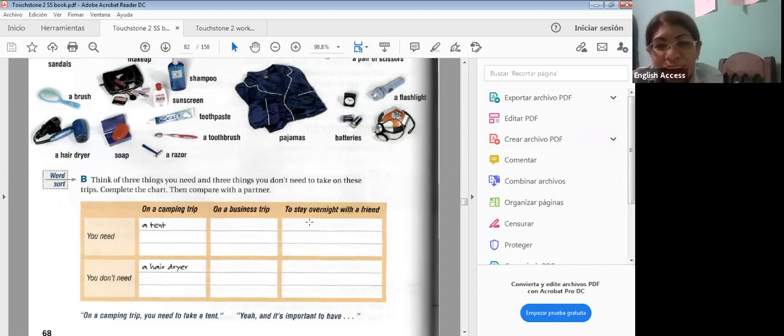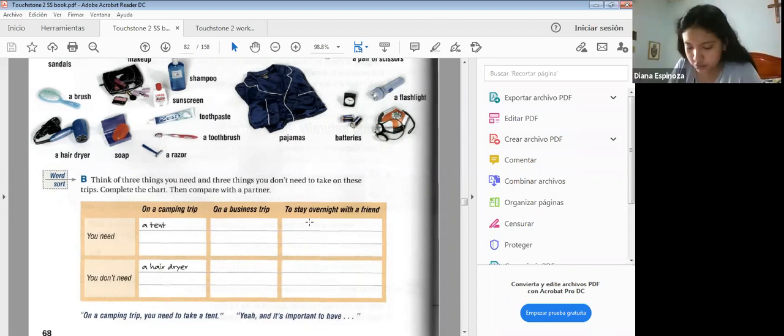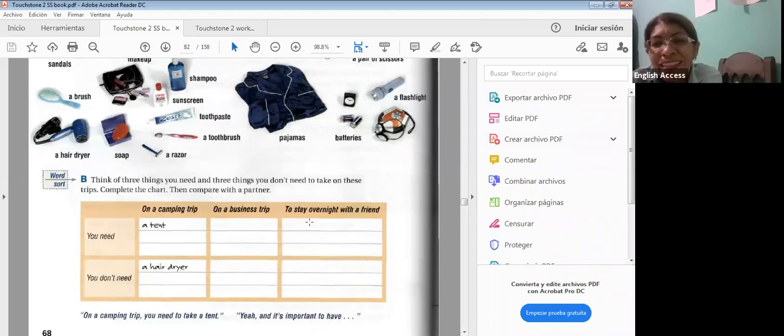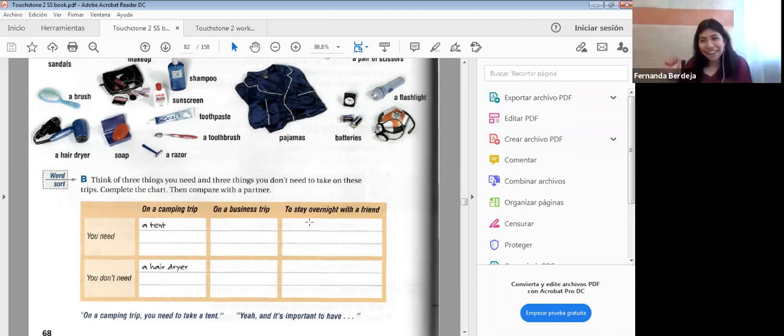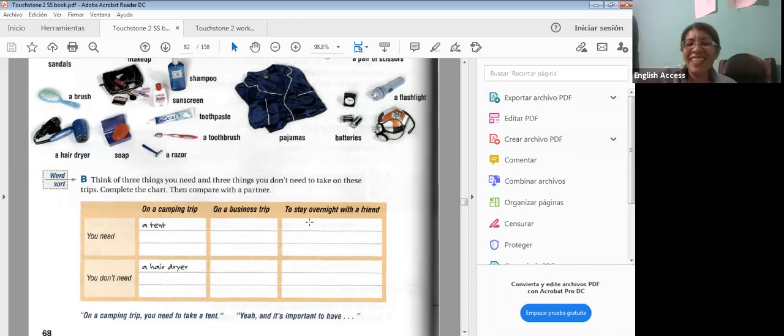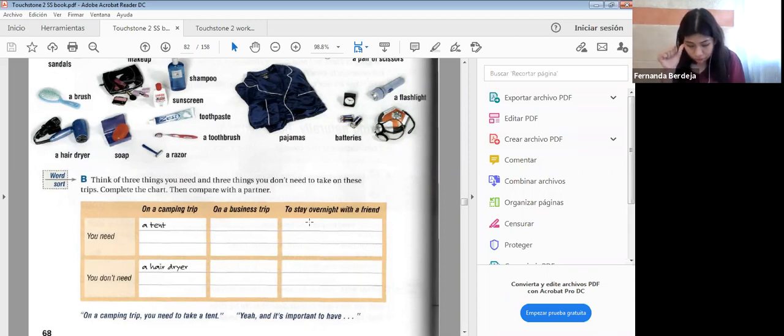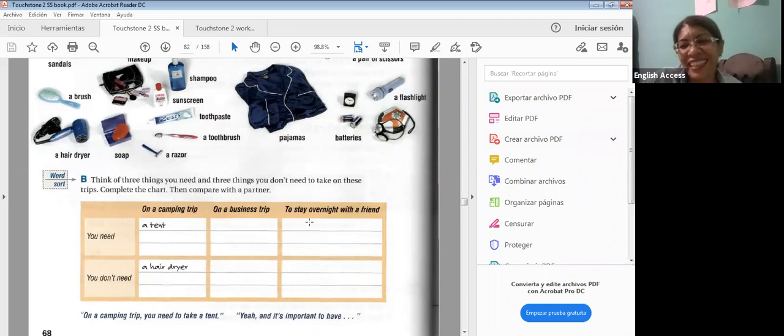Okay, Diana. Makeup, a bathing suit, a hair dryer. Yes, hair dryer. Okay, and Fernanda, 3 things that you don't need on a camping trip. Makeup, a pair of scissors, and a hair dryer. Okay, hair dryer. Okay, let's continue with the business trip.